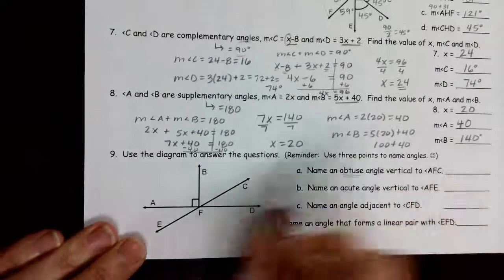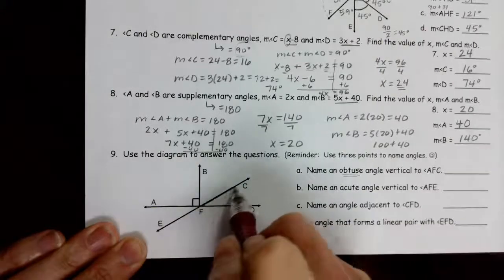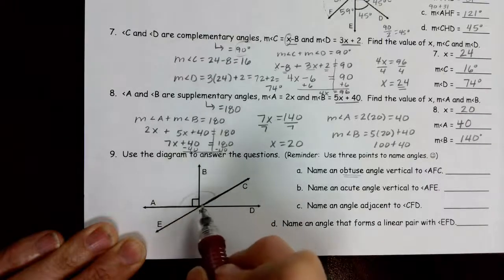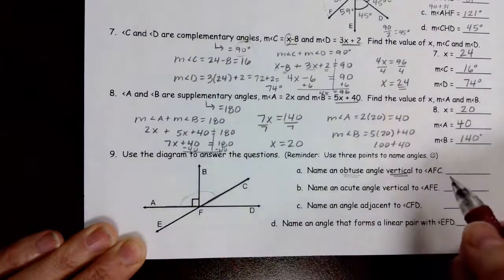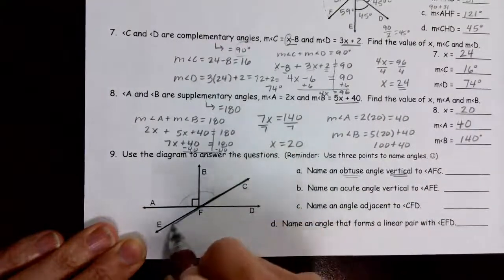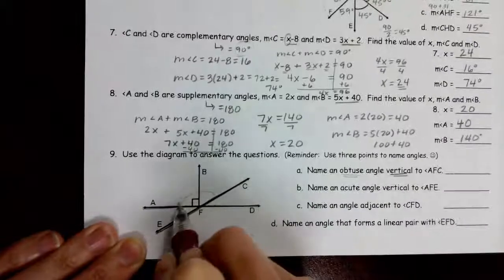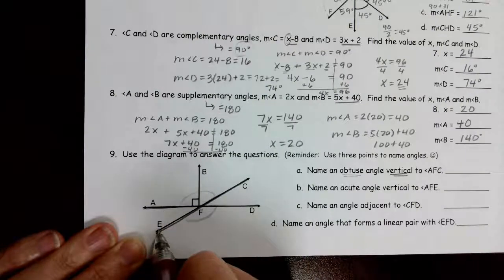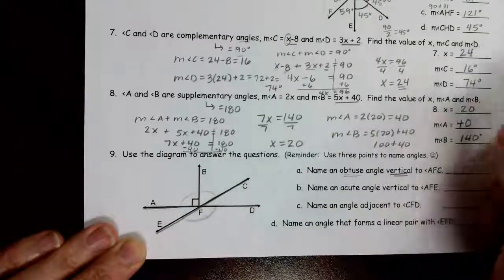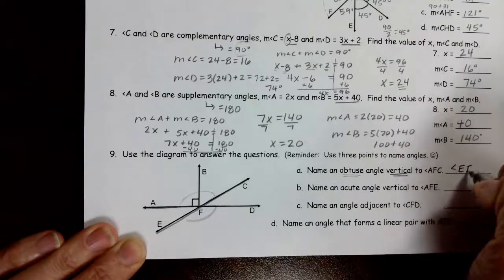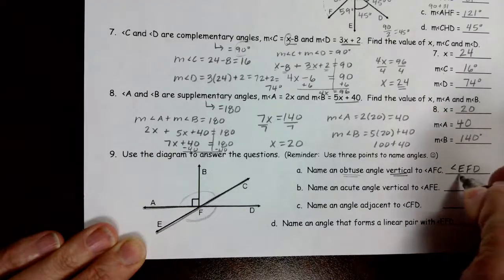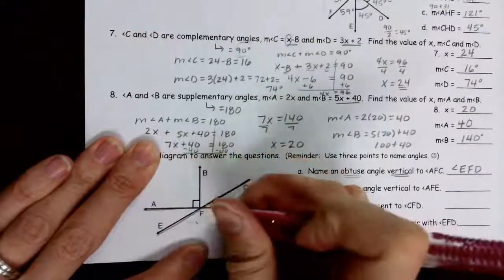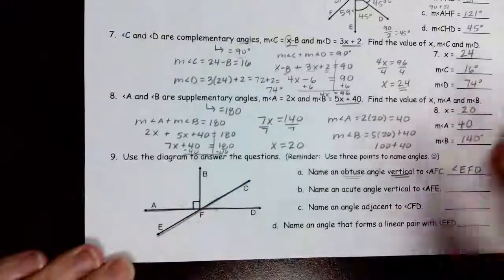So if I trace angle AFC, AFC is this angle right here. Now, if I talk about an angle that's vertical to it, vertical means that they're across from each other. They're formed by intersecting lines. So if I trace these lines through, this angle would be vertical to this angle down here. How do I name that angle? Well, I just trace it E, F, D. So I use my angle notation, and I write E, F, D. I could also call it angle DFE. That's the same angle.